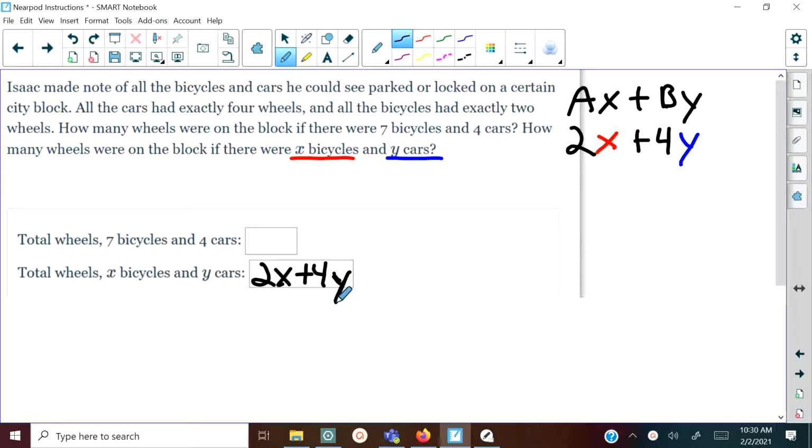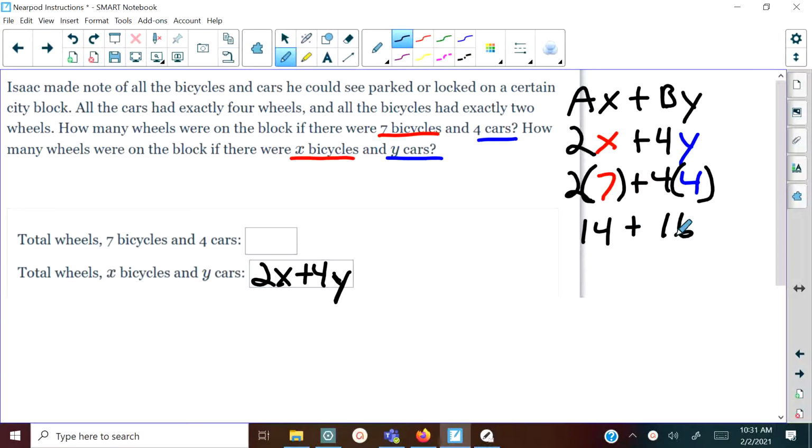Now that we have that, we can figure out the actual answer just by plugging in the values of the numbers here. So how many bicycles do we have? We have 7 bicycles. And how many cars do we have? We have 4 cars. I'm going to plug those values into not our equation, but our expression here, and put parentheses around this. So then we work it out. We do 2 times 7, which is 14, and 4 times 4, which is 16. And we add the two together, and we get 30. So the total number of wheels is 30, if you have 7 bicycles and 4 cars.